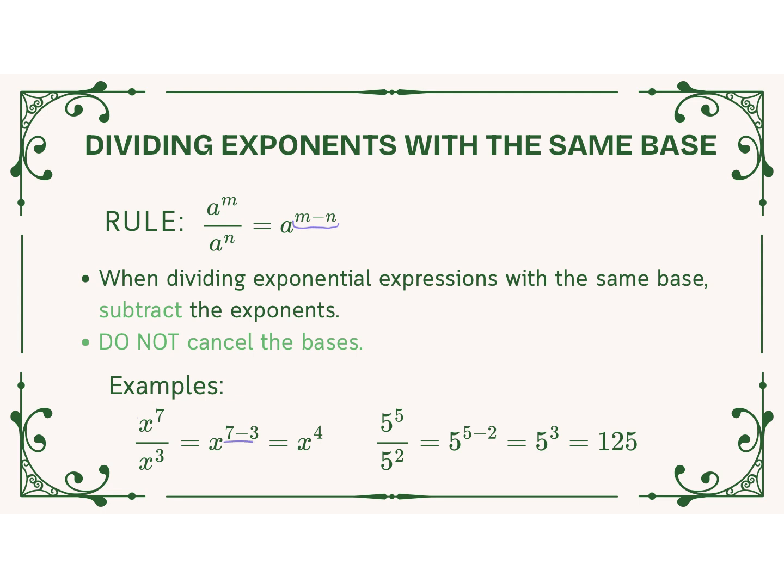So x to the 7 divided by x to the third would be x to the 7 minus 3. And that would get you x to the fourth. All right, and same thing with numbers, right? Don't cancel the 5 and the 5. It would be 5 to the power of 5 divided by 5 to the power of 2. You subtract 5 minus 2, and you get 5 to the third. And then do some math. 5 times 5 times 5 is 125.